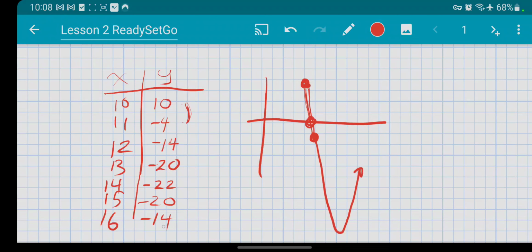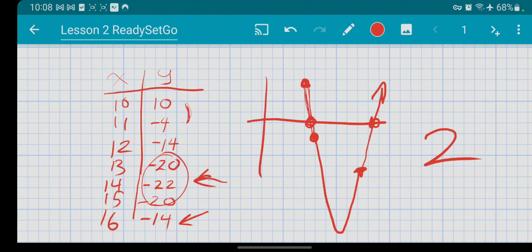And we actually stop the table here at -14. But we know it's going to keep going up. We know there's going to be another one. So 2 x-intercepts. There's the turnaround. So there's the vertex. It's got a minimum. All right, I think that's enough.